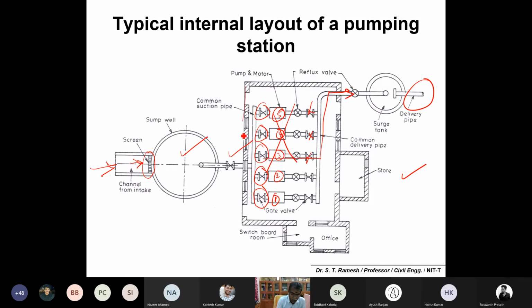This is the pumping station room where you have an office and switchboard room, and you have a store. If there is any damage or any failure in the pipe networks, you are in a position to clear it very fast. They may store accessories, and you may also store fittings, so you are able to attend to it very fast.